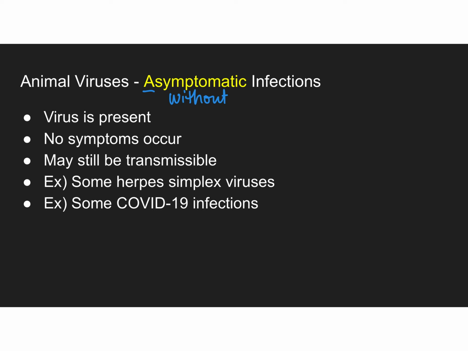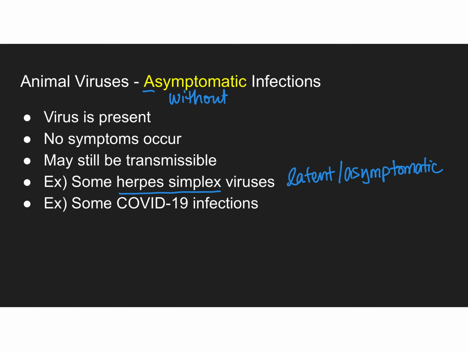So some examples, remember we just talked about the herpes simplex virus, which can be a latent virus, but it can also be asymptomatic in some people. So it's possible that someone might not even know that they have the virus and still be able to pass it on to someone that they're in close contact with.